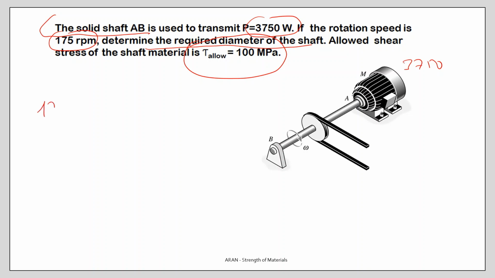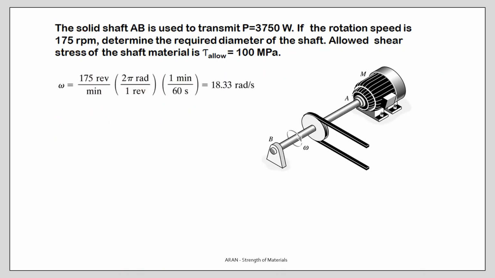First, start with 175 RPM divided by 60, that's rounds per second, multiplied with 2 pi, you will get radians per second, and this will be your omega. Okay, this is what we have done, 18.33 radians per second.